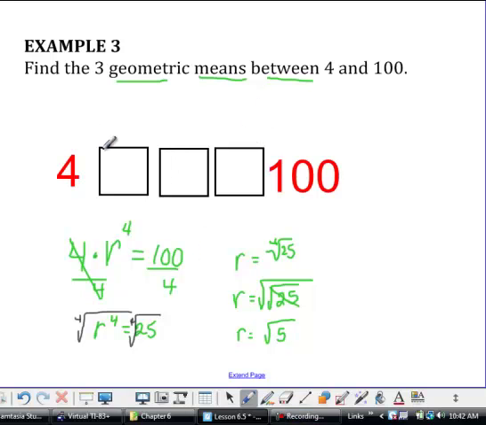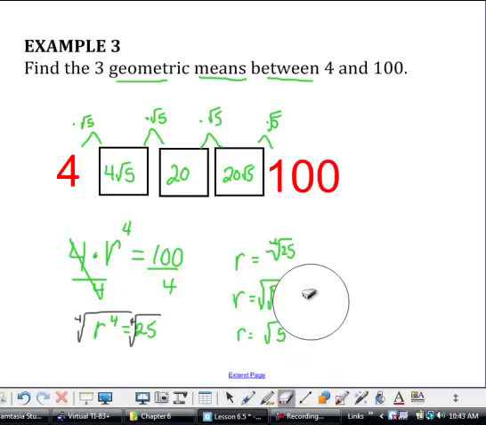Alright, so that means this 4 has to get multiplied by radical 5. That gets me 4 radical 5. Now that 4 radical 5 has to get multiplied by radical 5. Radical 5 times radical 5 is 5, times 4 is 20. And that has to get multiplied by radical 5. So this is 20 radical 5. And then 20 radical 5 multiplied by radical 5. 5 times radical 5 times radical 5 is 5. And 5 times 20 is 100. There. Those are my answers.